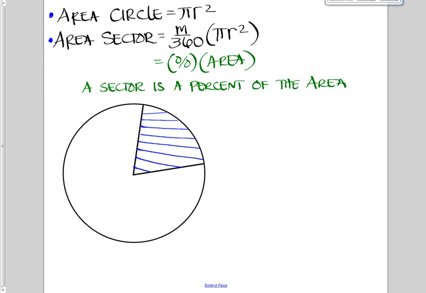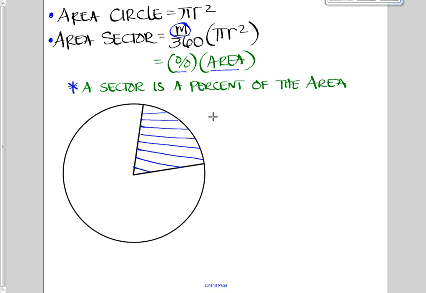We take m right here, which is the angle of the sector that we're interested in, and divide it by 360, and then multiply it by the area of the circle. So it's some percent of the area of the circle. That's why I wrote this piece here. It's a big picture idea of what's going on beyond just the formula: a sector is a percent of the area, where the area is the whole circle.